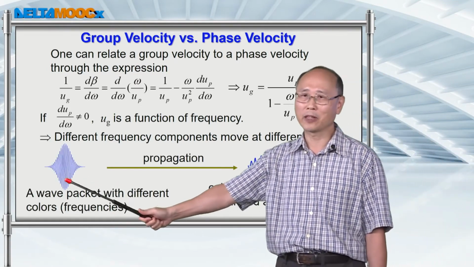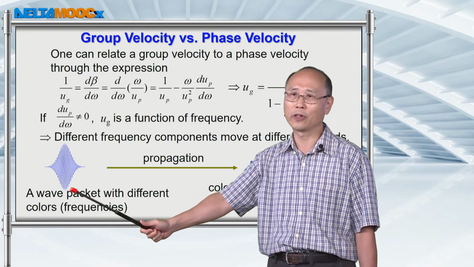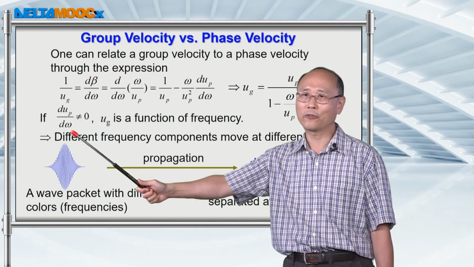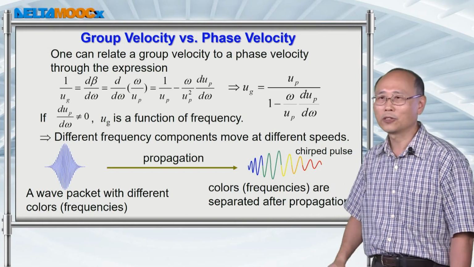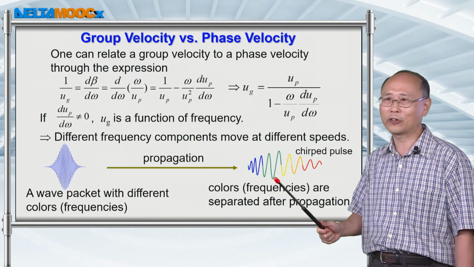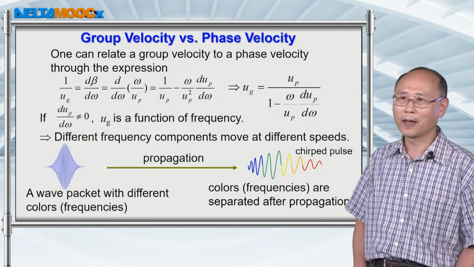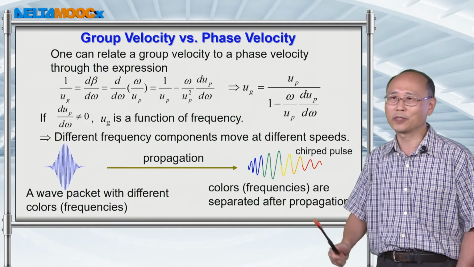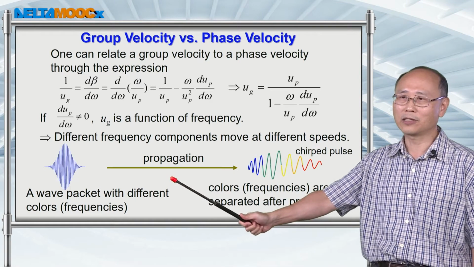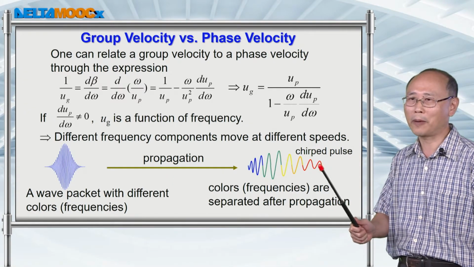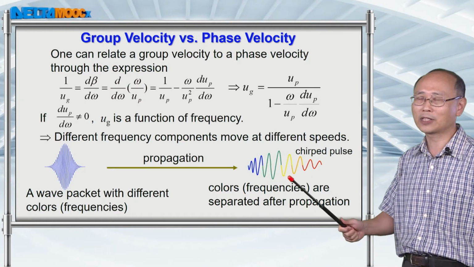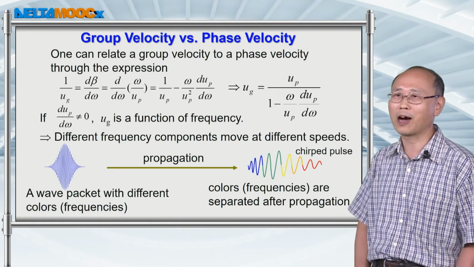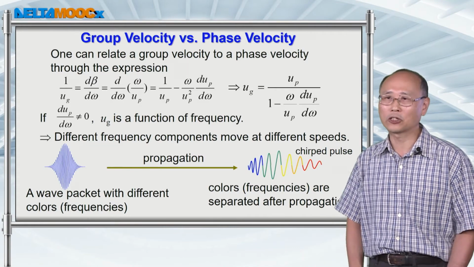For example, think about this wave packet consisting of a few frequency components, and then it propagates over time. During this propagation, the different frequency components will propagate at different speeds. So at the end of this propagation, the different frequency components will be separated in space. In this case, I use the red color to represent the low frequency component and blue color to represent the high frequency component. In this illustration, the low frequency component propagates faster than the high frequency component. For this kind of pulse, we call it a chirp pulse because there's a frequency chirp in this output pulse. And this phenomenon is called dispersion.